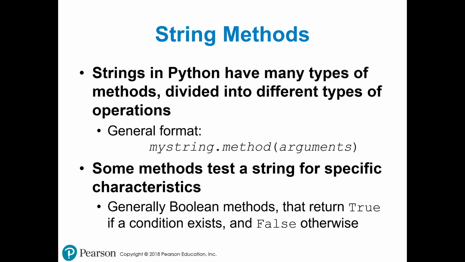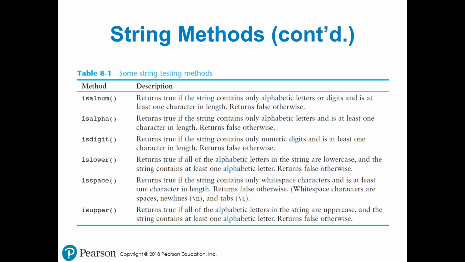So those are the two operators that we can use for testing to see if one string is a substring of another string. We also have a lot of different methods, and the general format is you're going to use the name of your variable dot method and then pass in some arguments. There are a lot of these methods that return Booleans. They can either be true or false, depending on if the condition exists, false otherwise. So here's a big list of them.